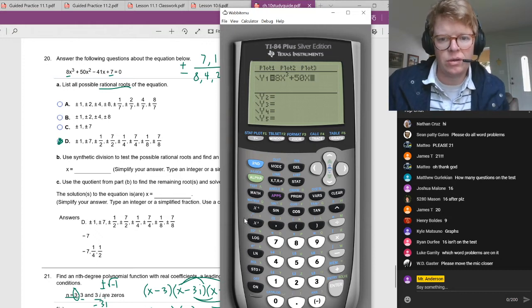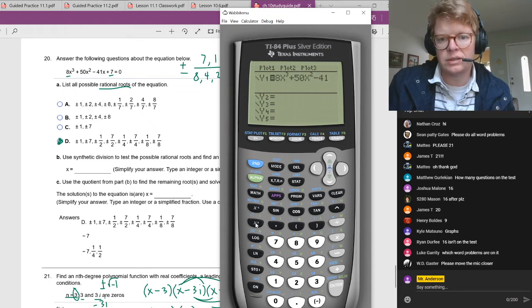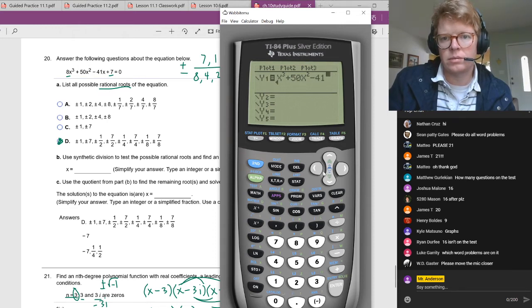Mic closer, there you go. 50x squared minus 41x. Let me try to fix that.